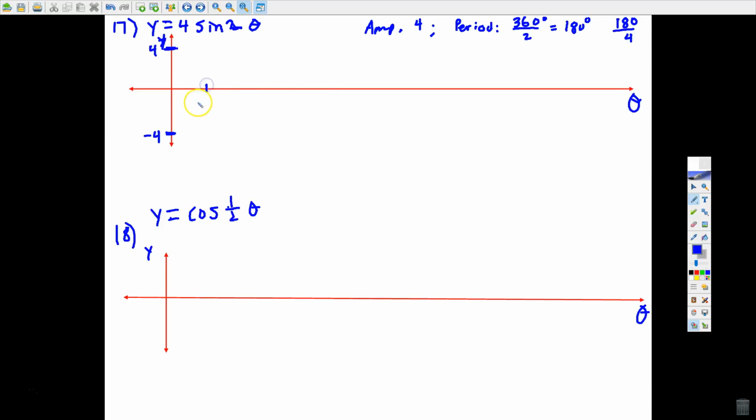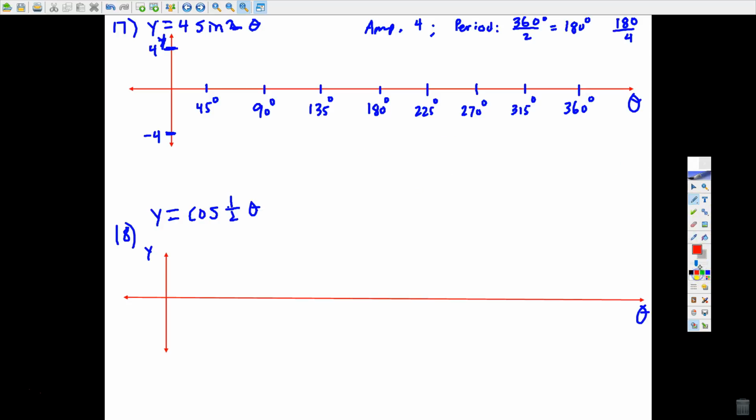All right, so I'm going to make 45, 90, 135, 180, 225, 270, 315, 360. We made it all the way around.